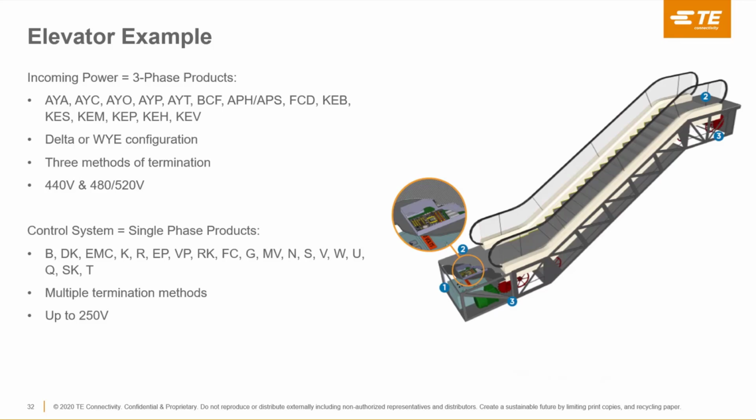This is just an escalator example. So incoming power, 3-phase products. Down there, number 1, power coming in, it has the same setup as an elevator, the incoming power, and then you have the control system, which is usually done on 3-phase products. So again, just to really show you different series that could be potential solutions in each one of these spaces.